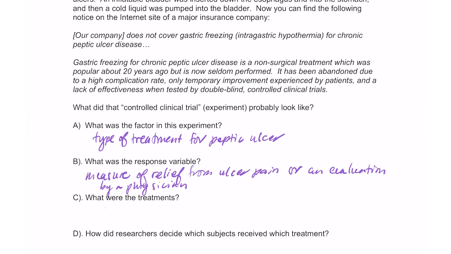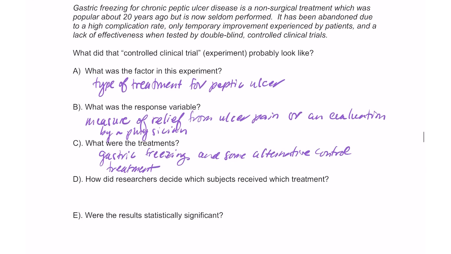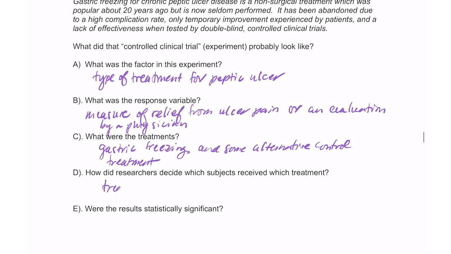What were the treatments? So the treatments here are the gastric freezing and some alternative control treatment. How did researchers decide which subjects received which treatment? Well, remember, the treatment should be assigned randomly.